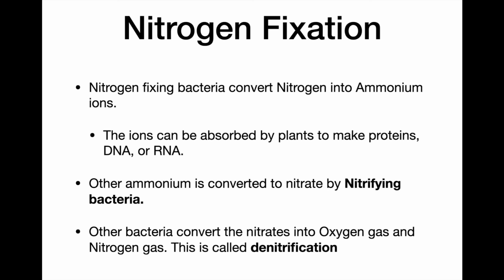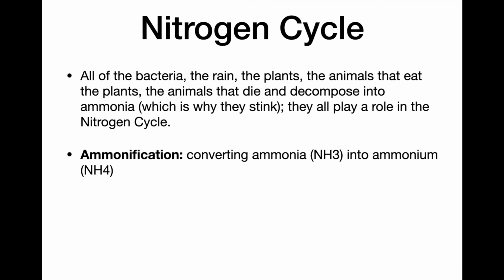And these organisms are bacteria. We call them nitrogen-fixing bacteria, and they convert this nitrogen into ammonium ions. And those ammonium ions can be absorbed by plants, and then those plants will break them down and use the nitrogen to make proteins, DNA, and RNA. Other ammonium is converted to nitrate by nitrifying bacteria. Other bacteria convert the nitrates into nitrogen gas. This is called denitrification. So in the nitrogen cycle, all the bacteria, the rain, the plants, the animals that eat the plants, the animals that die and decompose into ammonia, which is why they stink, they all play a role. I think I have a diagram here.